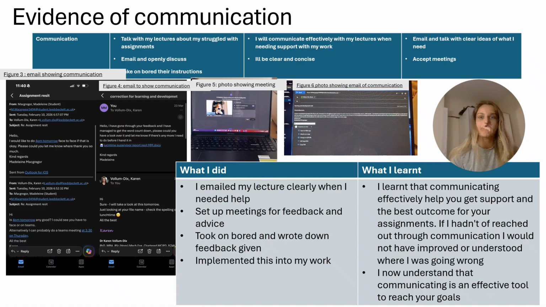To improve my communication skills, I ensured I was reaching out to my lecturers through email and asking for feedback and help with assignments I was struggling with. I learned that through having meetings and emailing, I can feel more confident and supported with reaching my goals in my studies, and I should use the support provided to me through the university to get the best outcomes in my work.